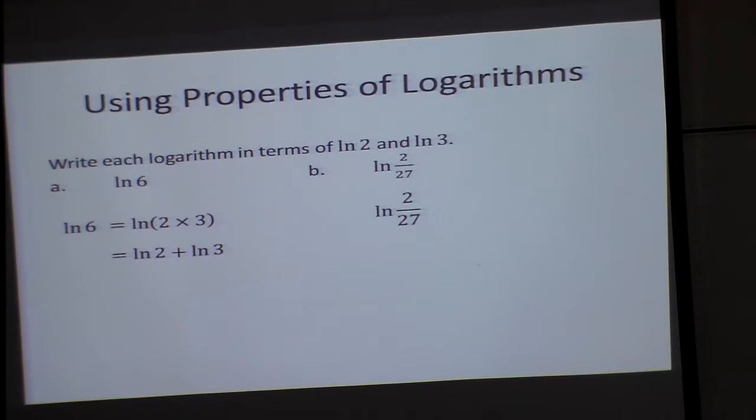So how would I do this one? I want to use only 2 or 3. Well, first off, it's a divide, so I know that it's natural log of 2 minus natural log of 27. I'll get rid of the division part. But how can I rewrite 27? Wasn't 27 the same as 3 times 3 times 3? Or 3 to the third power? And if I look at law 3, what can I do with that little exponent right there? I can move it out in front. Okay? So that would be the way to do that. That's how you could actually use the properties of logarithms to move some things around.